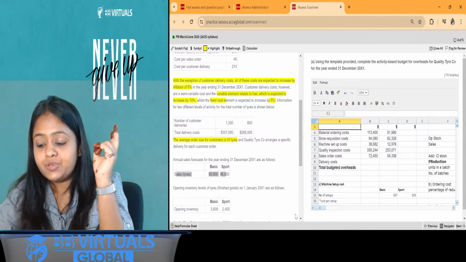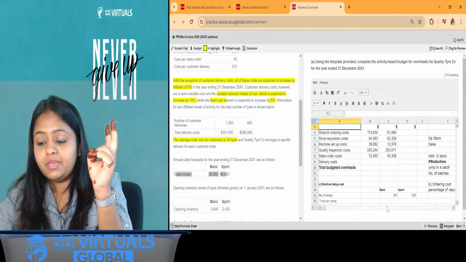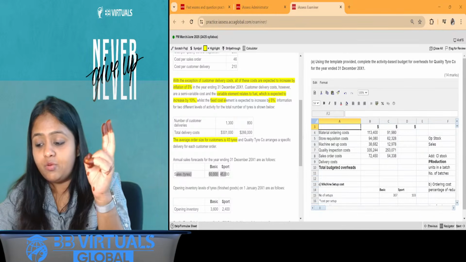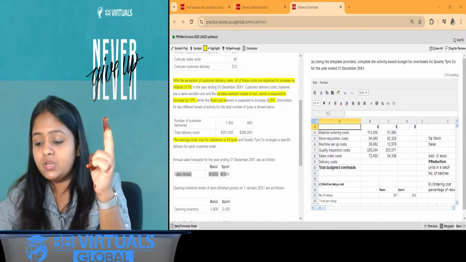You will do two steps right now. So quickly everybody look at my screen and calculate what is the variable cost and fixed cost.